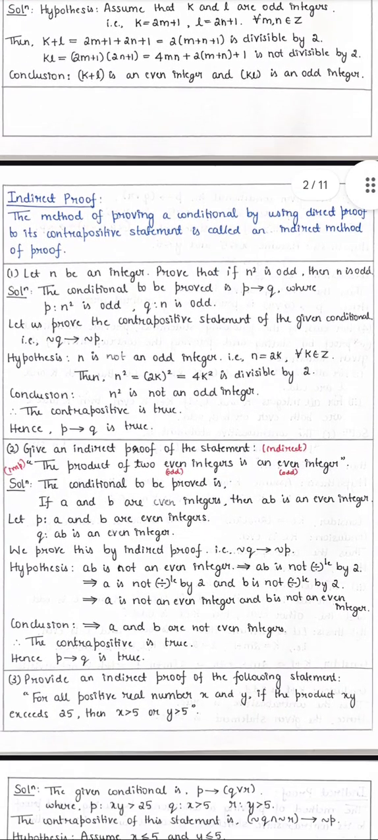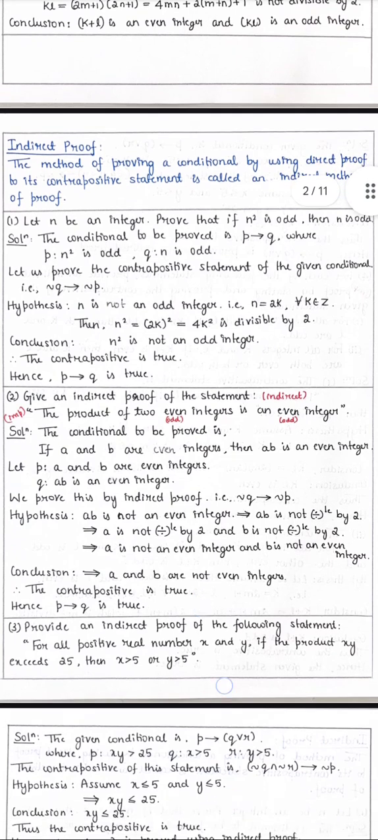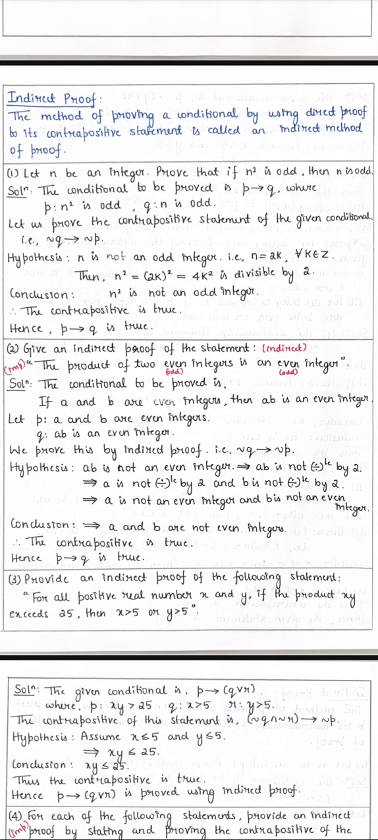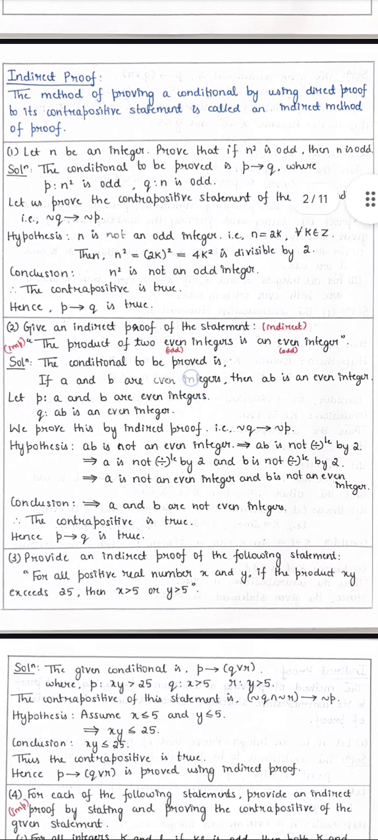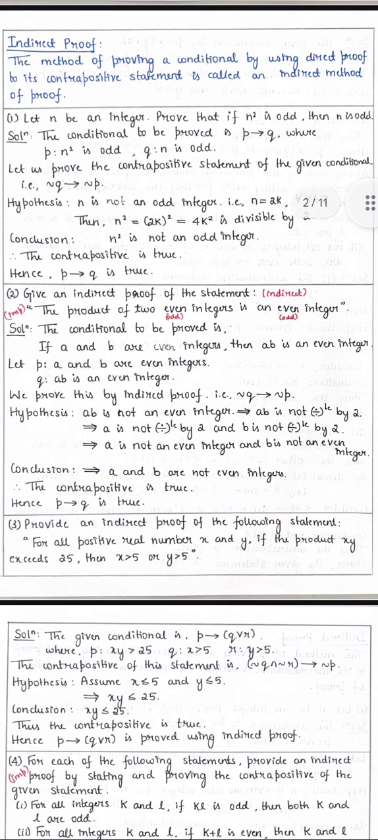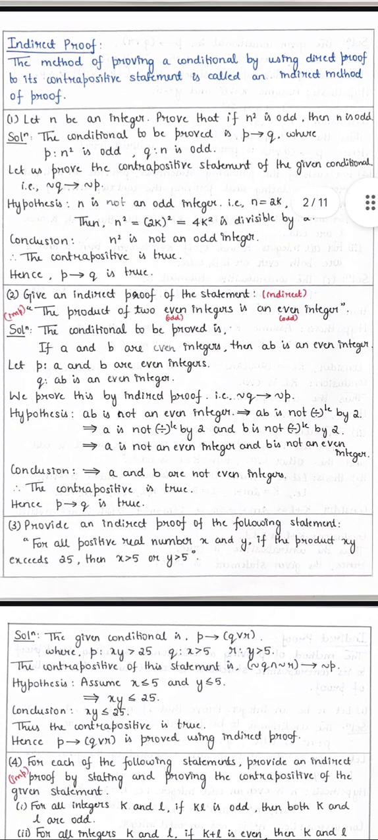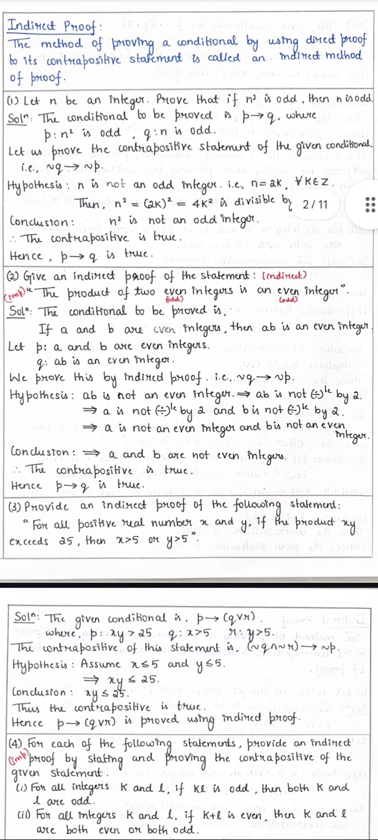Then, next comes the indirect proof. The method of proving a conditional by using the direct proof on its contrapositive statement is called indirect proof. Let n be an integer. Prove that if n square is odd, then n is odd. This is the reverse thing. P is what they have given: n square is odd, then n is odd. This is the statement which they have given.